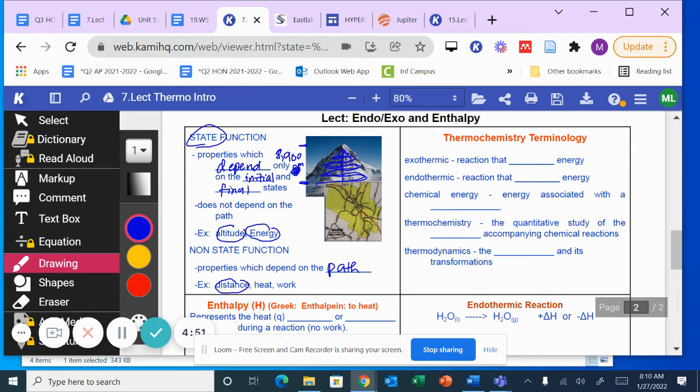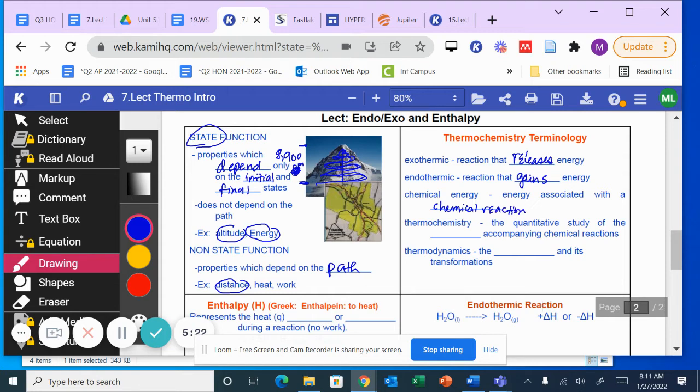Here on the right side are just some more terminologies. Exothermic is a reaction that releases energy. And remember, you have to think of your system. Endothermic is a reaction that gains energy or absorbs energy, either one is fine. Chemical energy is energy associated with a chemical reaction. An example would be the permanganate and the glycerin that we showed you before.